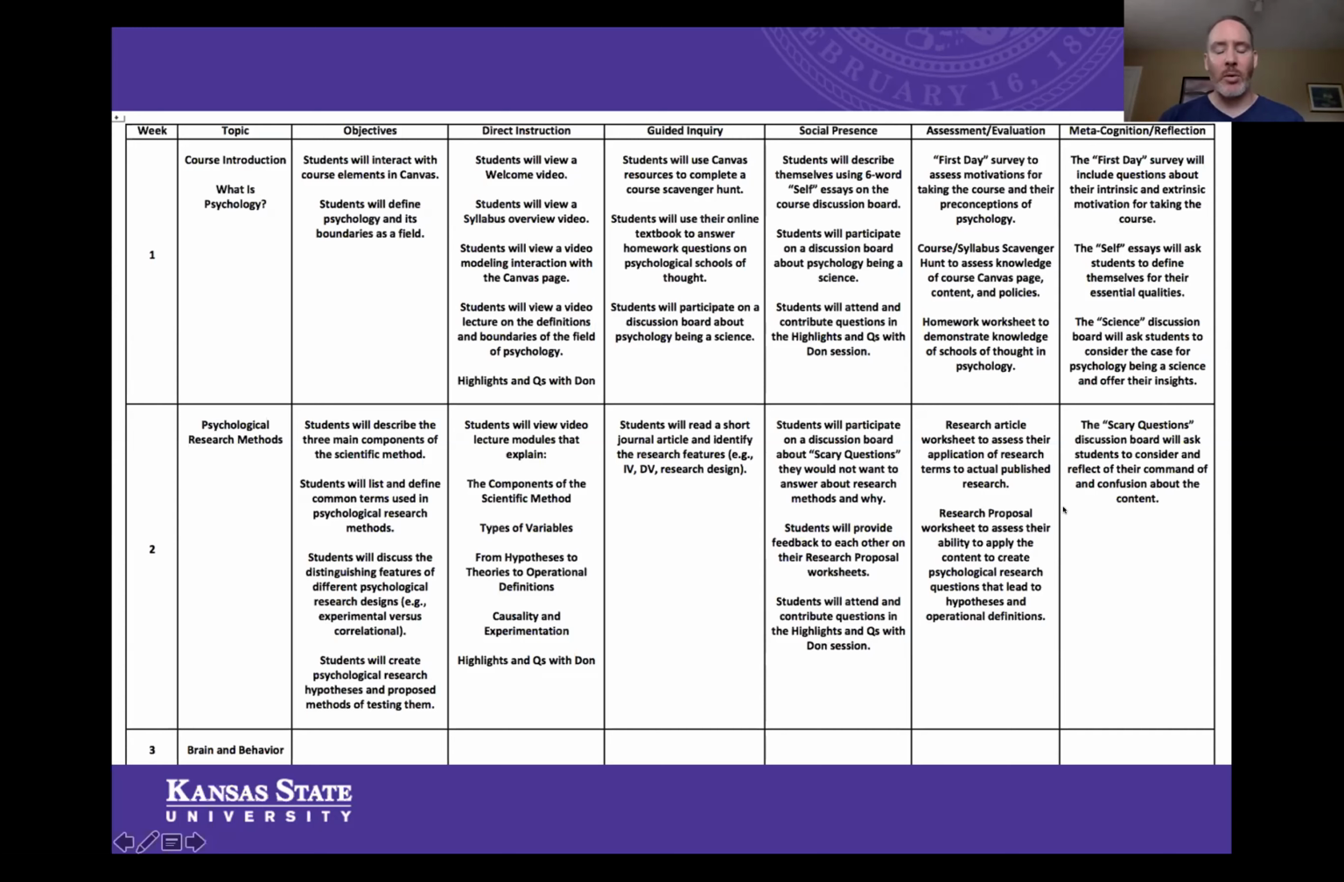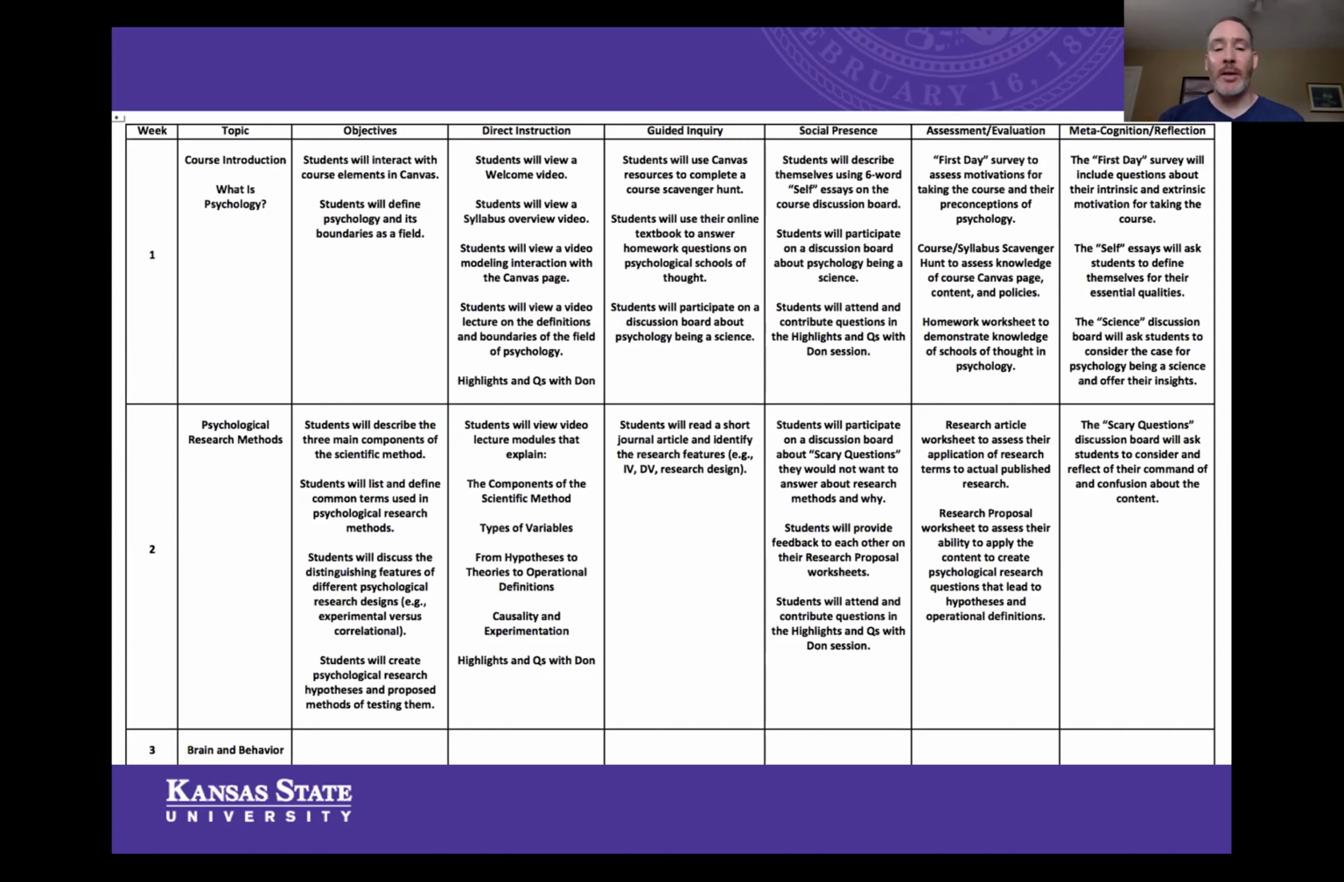For guided inquiry, this is the stuff that's more student-centered, as Katie had just talked about. The students are going to use Canvas resources to complete a course scavenger hunt. So now that they've seen me model interaction with that course, what they're going to do now is they're going to go in and apply that learning and demonstrate that learning by finding things. Maybe they find the number of points that an assignment is worth, or the due date of an assignment, or the author of an article, or something like that, but they're going to fill out the scavenger hunt.